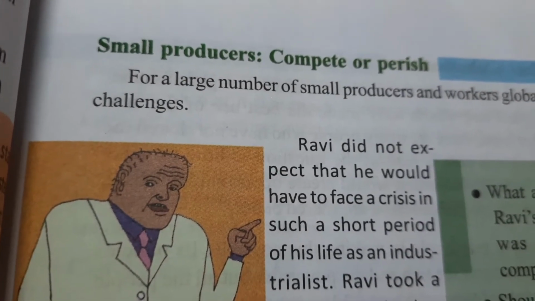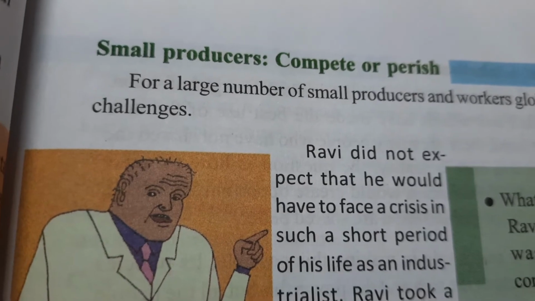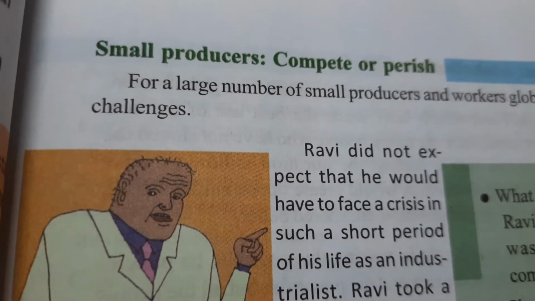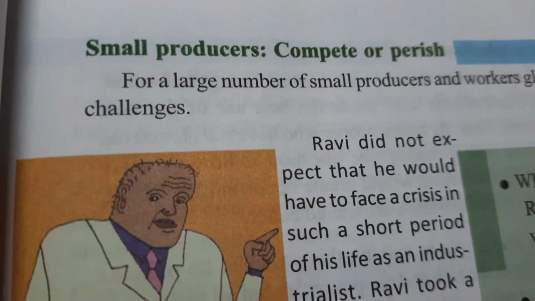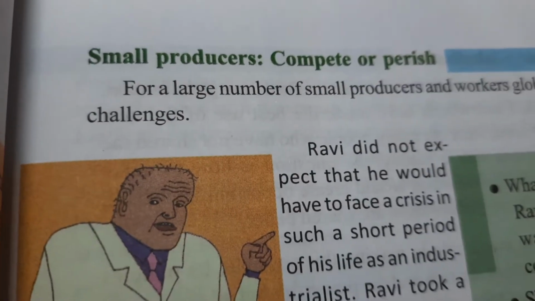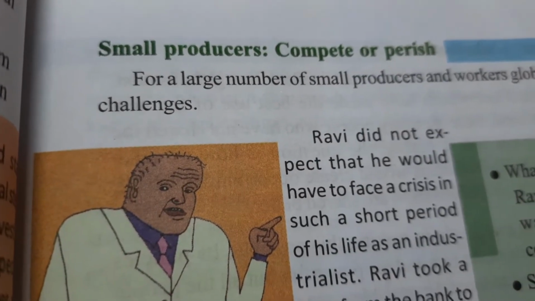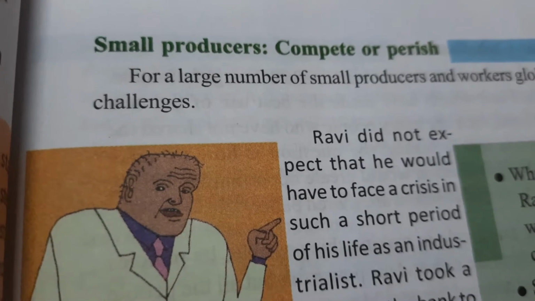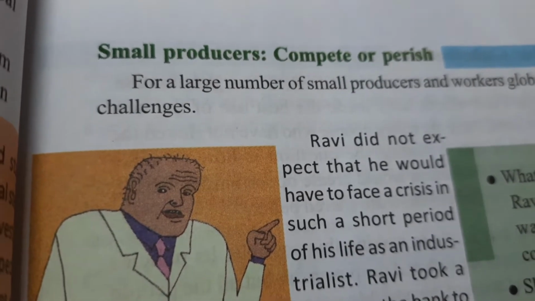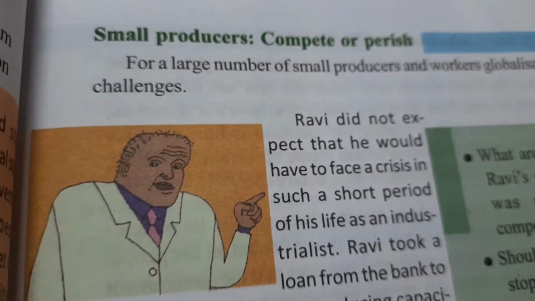Now let us see the topic, small producers, compete or perish. Perish means they vanish, whether they survive in the market or they will perish or vanish from the market. So this is a big question. Let us discuss this point also.